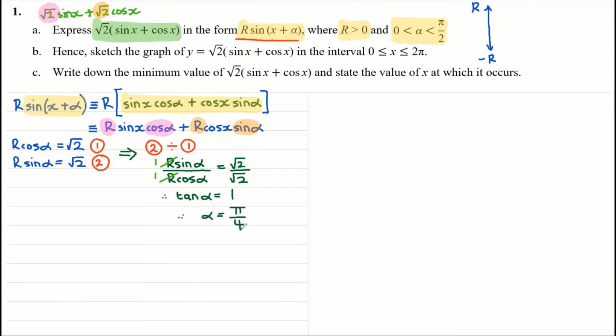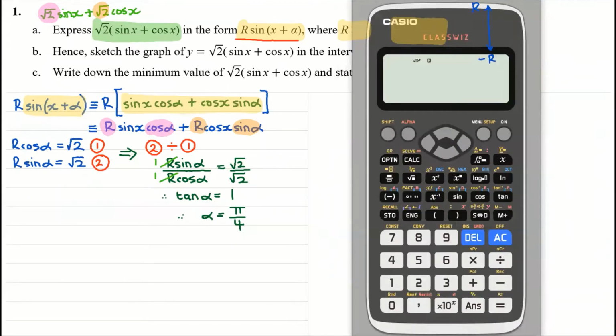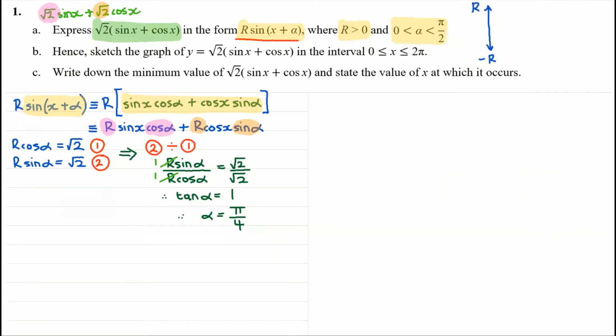Okay, you might just want to verify that on your calculator. In fact, why not? I'll just do that. So I'll just do shift tan of 1, just in case you're like me and you just want to double check everything. Yeah, pi over 4. Okay, so we've got alpha. That's really good. So let's put that in a box. So we've got our first result.